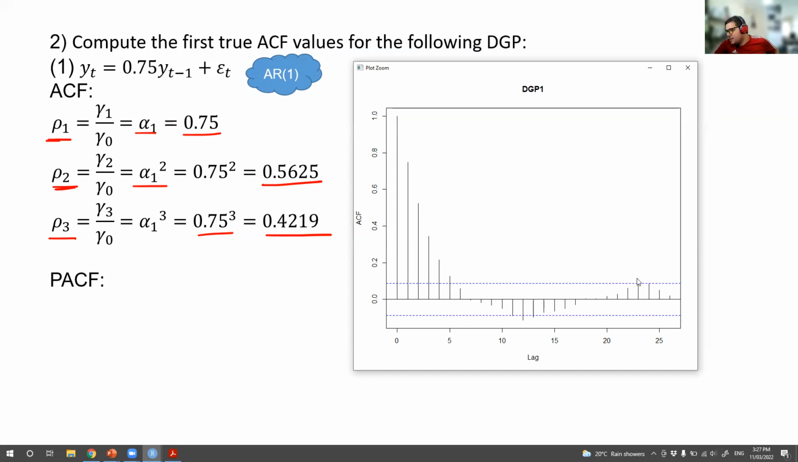All of these little things here are caused because this is simulated data, so there's always a little bit of range of error there. It should not be there, but it's fine. If it happens, it's okay.